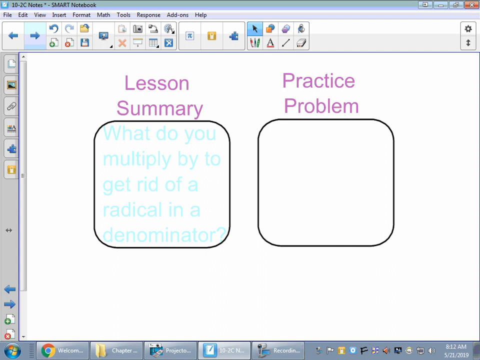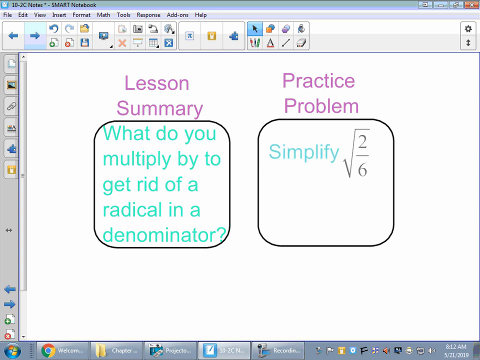So let's go to the lesson summary. What do you multiply by to get rid of a radical in the denominator? So we kind of went through that step by step. What do you do? And then we've got a practice problem here. Simplify the square root of 2 over 6. And be careful with this one because you're going to get an interesting situation when you are simplifying this radical. Keep that radical out of the denominator. So simplify that one, and we'll be in good shape.